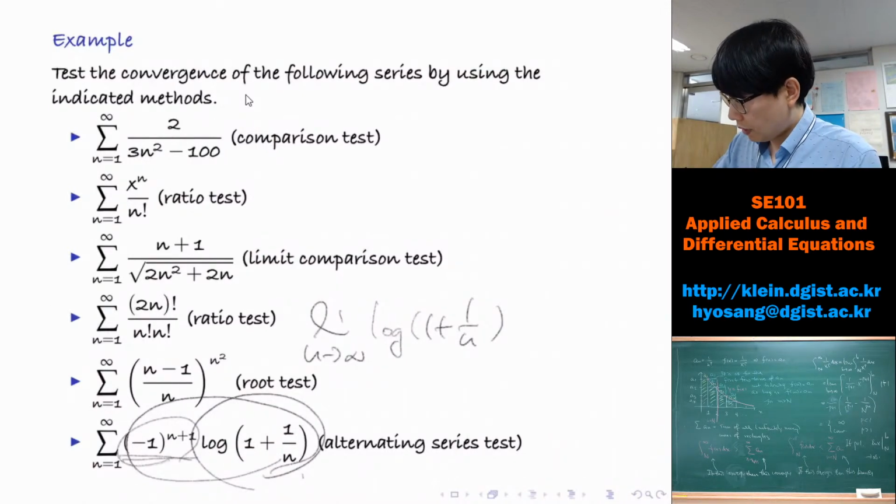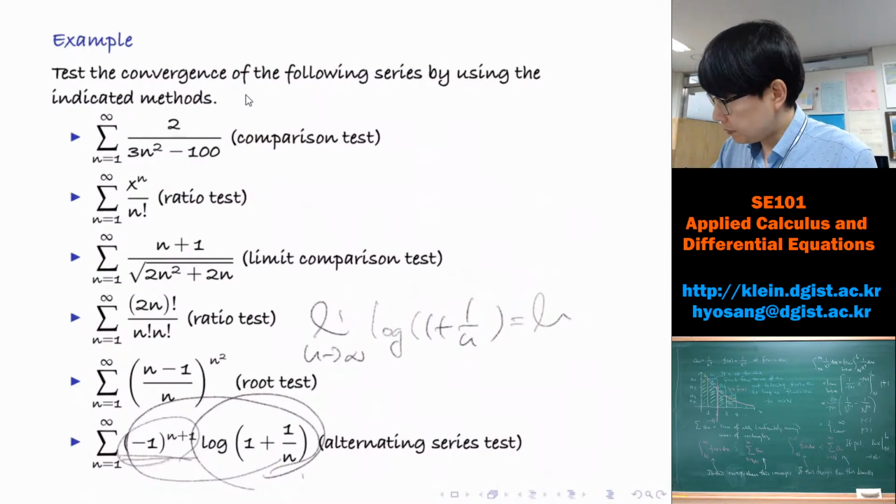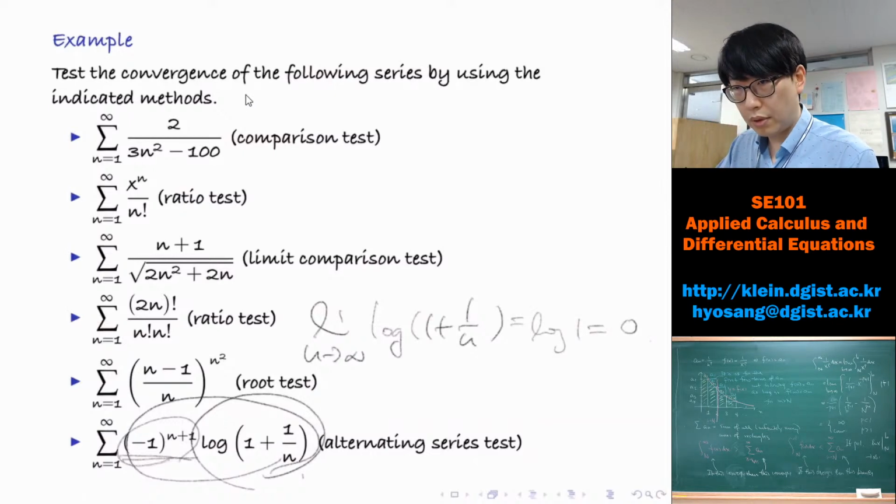Okay, so this is equal to what? The limit of... a log is a continuous function, so I can put this limit inside of the log. So I don't have to write the limit here. So log of 1, so this is 0, okay? So it goes to 0.